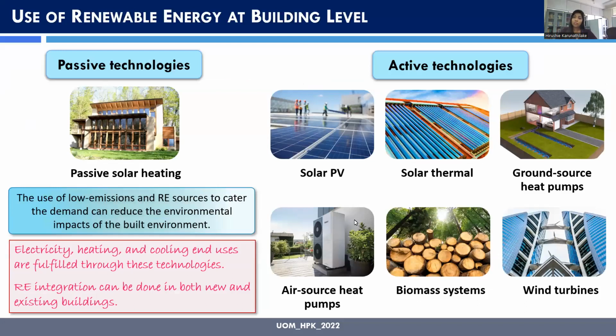The other concept is using renewable energy. This can be done at centralized level, as we have all seen, with centralized renewable energy generation plants, solar power plants, wind power plants, or at building level using passive and active technologies like passive solar heating, or active technologies like solar PV, solar thermal, or geothermal heat pumps, ground source heat pumps that allow using the static temperature in the ground to heat or cool the space as required. And then biomass systems and wind turbines at building level. So electricity, heating, and cooling end uses we can fulfill through renewable energy technologies. And we can integrate these into both new and existing buildings and thereby reduce the energy related impacts.